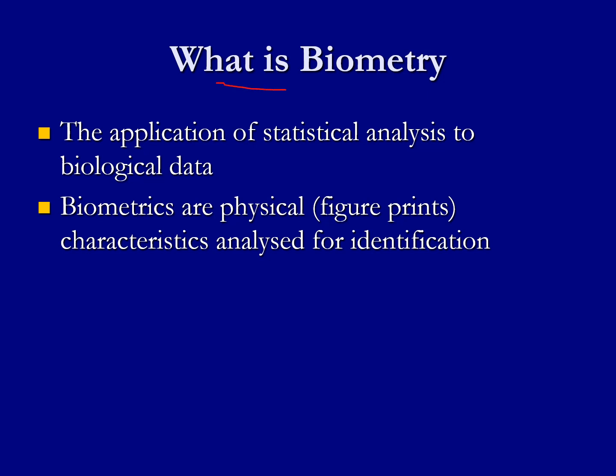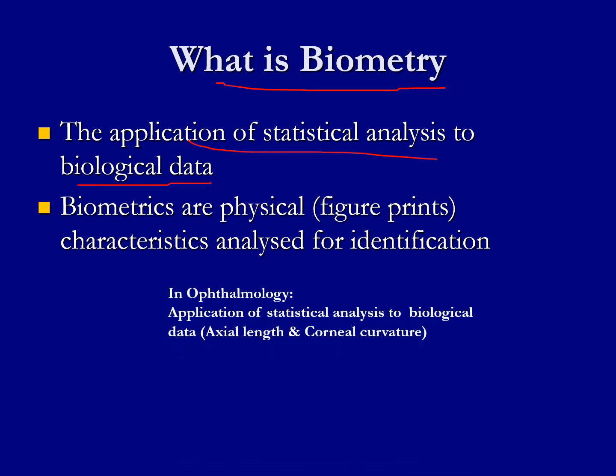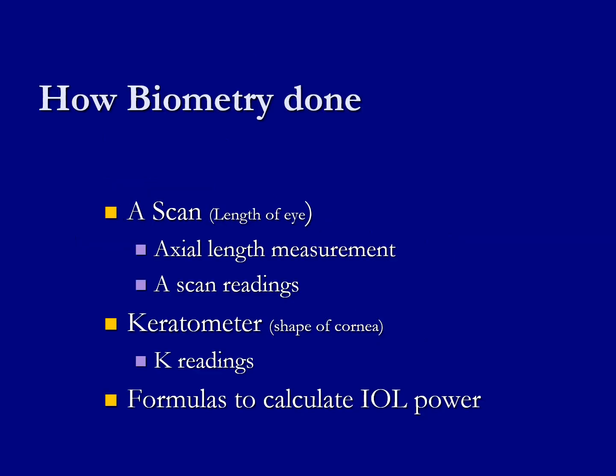So let's come back to the same thing. What's biometry? Biometry is the application of statistical analysis to biological data. Here in ophthalmology, we have the biological data of axial length and corneal curvature, and we do the statistical analysis of this biological data to find out the power of the lens or IOL that we are going to put into the eye, and this is called biometry in ophthalmology. So how is biometry done? We need two things: the length of the eye and the shape of the cornea.